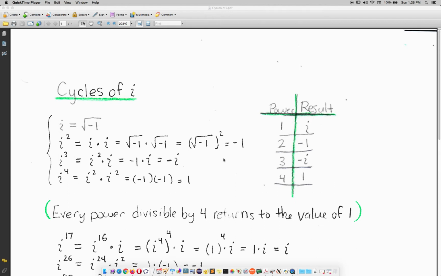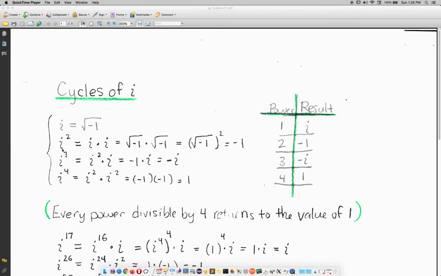Okay, I want to talk about the cycles of i. And so we're going to talk first about the first four powers of i. i, by definition, is the square root of -1. So this is called the imaginary unit. So let's go to i squared.